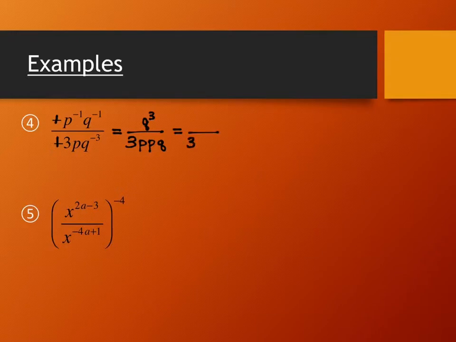The 3 is going to stay. What do I do for p? P to the 2nd, and where will it be? In the denominator. Good. Okay, so the p's are now combined. They're only written once. They're good.